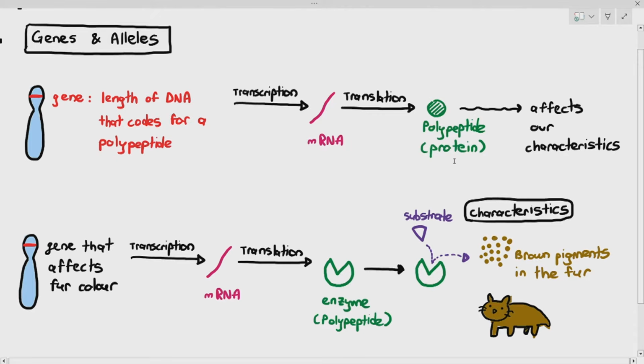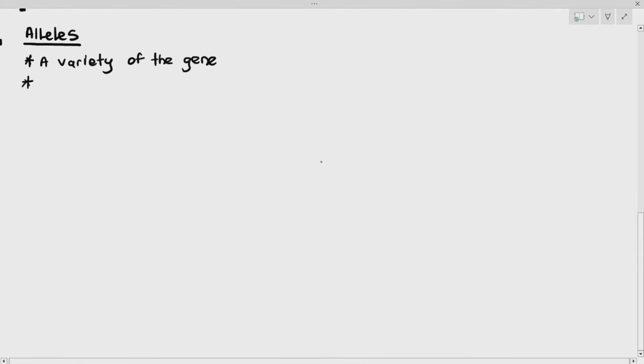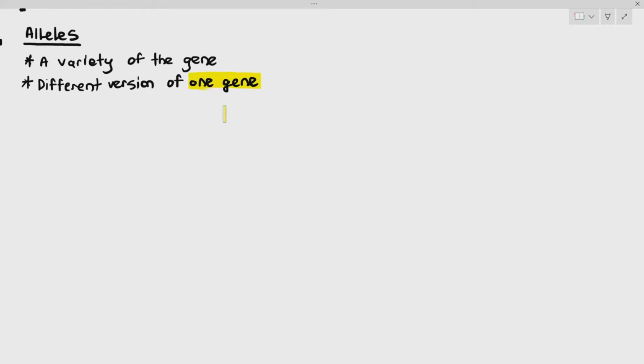Now, that out of the way, what is the meaning of alleles then? A lot of times, students understand the concept of a gene, but when it comes to alleles, it becomes a little bit odd. So what I want you to understand about alleles is, alleles are varieties of the gene. By just mentioning the word varieties of the gene, some students will be like, I still don't understand that. Okay, could you please elaborate that further? Another way of looking at the allele is different versions of one gene. If you still don't understand that, don't worry, because that's why I'm here.